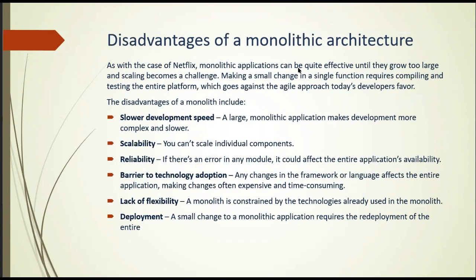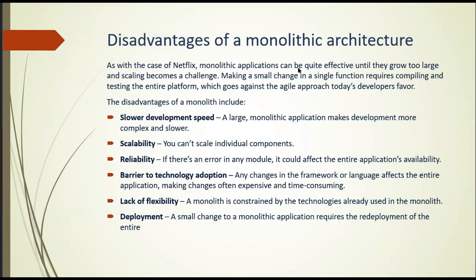Okay, that is one. And the scalability, as I mentioned, you can't scale individual components when you design a monolithic architecture. And reliability: if there is any error in any module, it will impact the whole application and make the application unavailable. Okay, so the barrier to technology adoption: any changes in the framework or language will impact the whole project, and it is time consuming to make the changes, right?